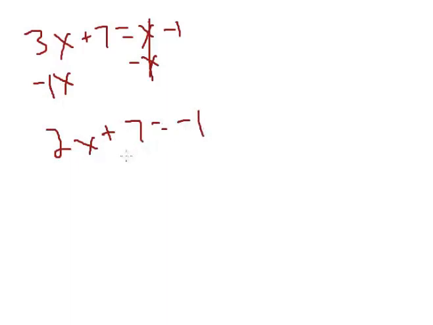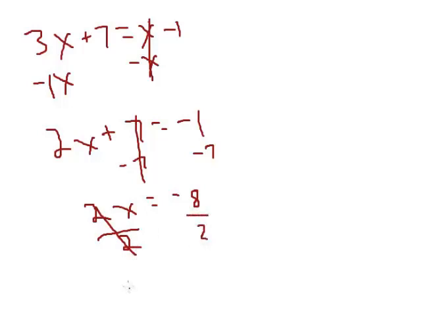Then we have to get rid of the 7, and so we can subtract 7 from each side. Because 7 minus 7 is 0. Then we have 2x equals negative 1 minus 7, which is negative 8. Divide each side by 2, and we have x equals negative 4.